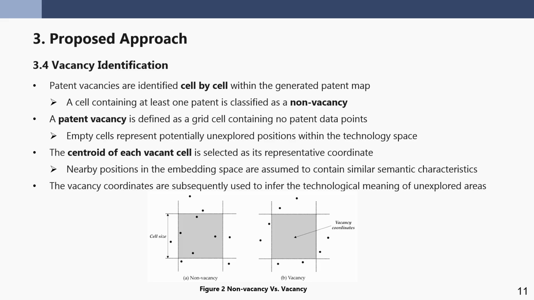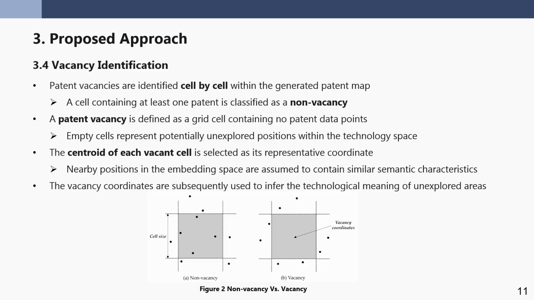Here's the vacancy identification process. Patent vacancies are identified cell by cell within the generated patent map. As shown in the figure, a cell containing at least one patent is classified as a non-vacancy, while an empty cell is defined as a patent vacancy. These empty cells represent potentially unexplored positions within the technology space.